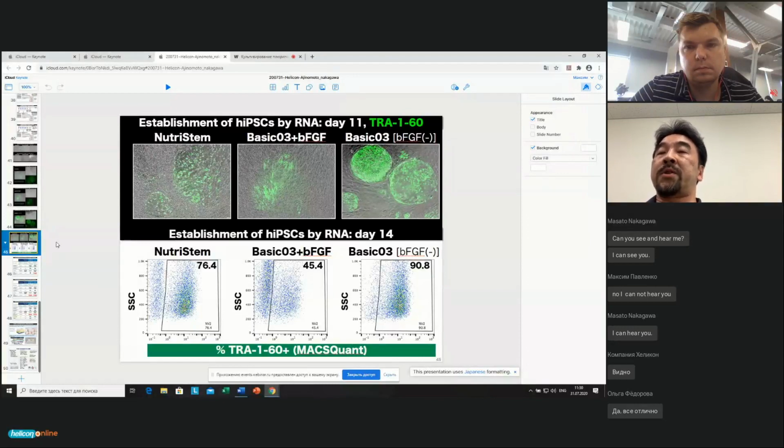analyzed the expression percentage of Tra-1-60 by flow cytometry. The results are shown below. As you can see, using basic 03 without basic FGF, the right result, 90.8% of the cells are Tra-1-60 positive. So almost all cells are reprogrammed by the messenger RNA using basic 03 medium. Next slide, please.